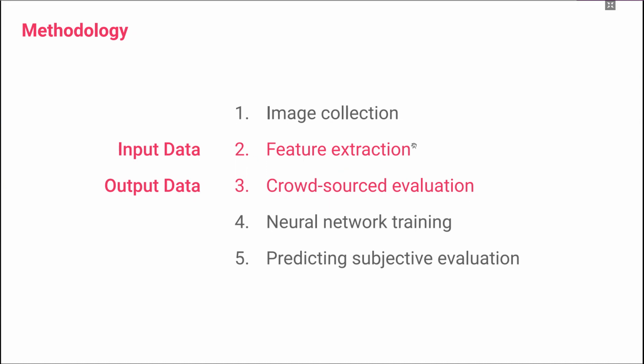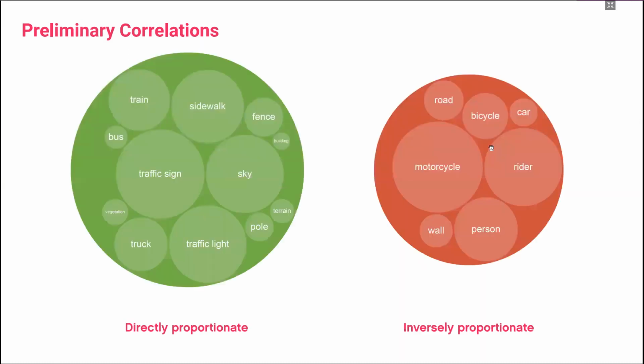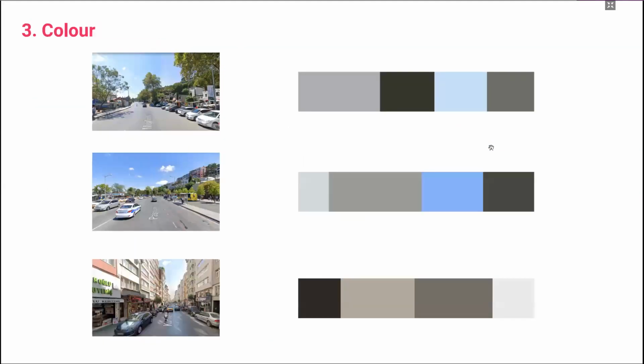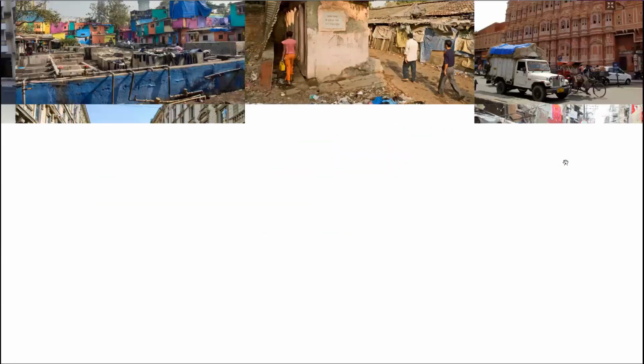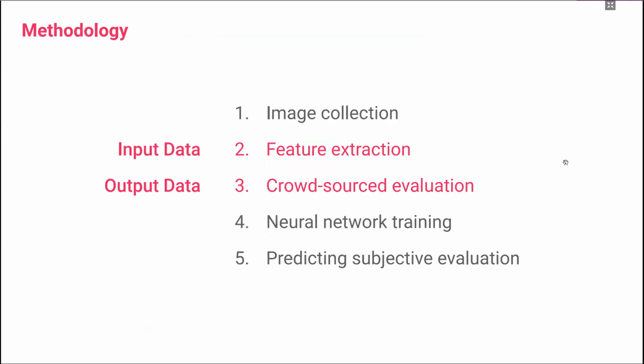Part number 2 would be the feature extraction, or the input variables or input data, which we are going to get using the algorithm for compositional segregation, which is basically image segmentation. And I'll talk about what the output types are when we get to that. The third would be the output data collection, which is basically the crowdsourced evaluation. And as I said, we are the crowd right now. So we will be rating a whole bunch of images.